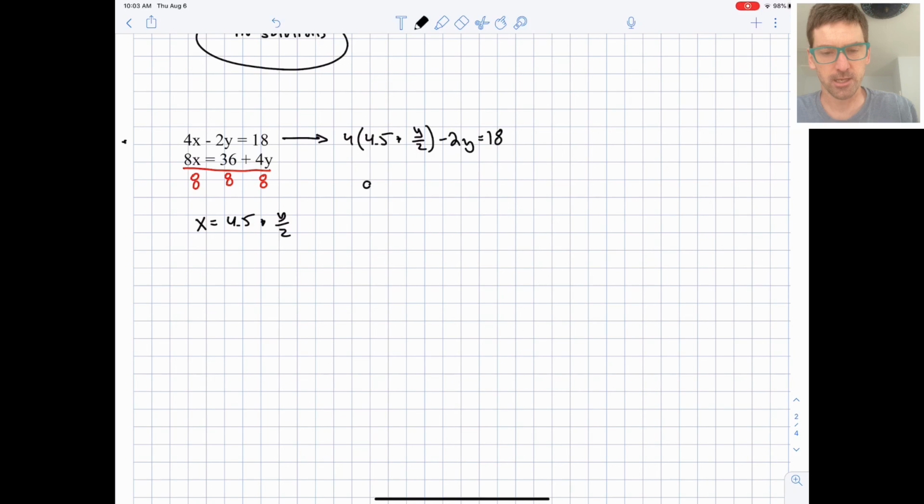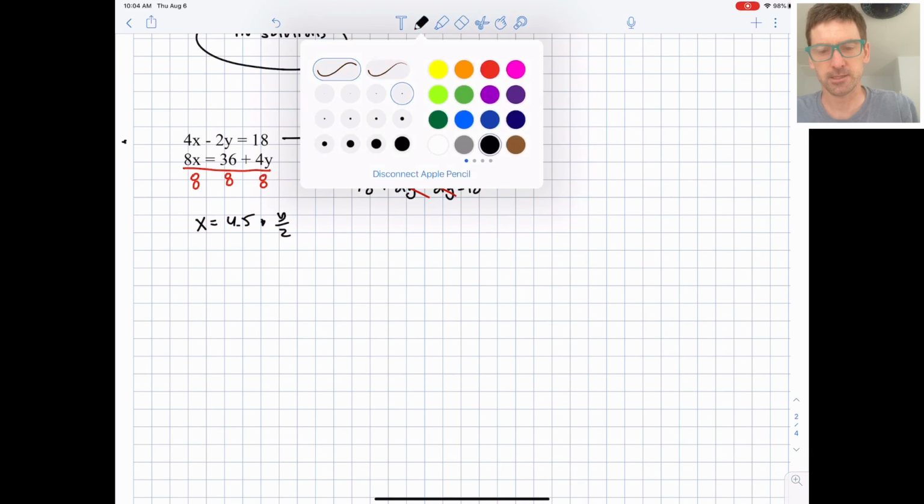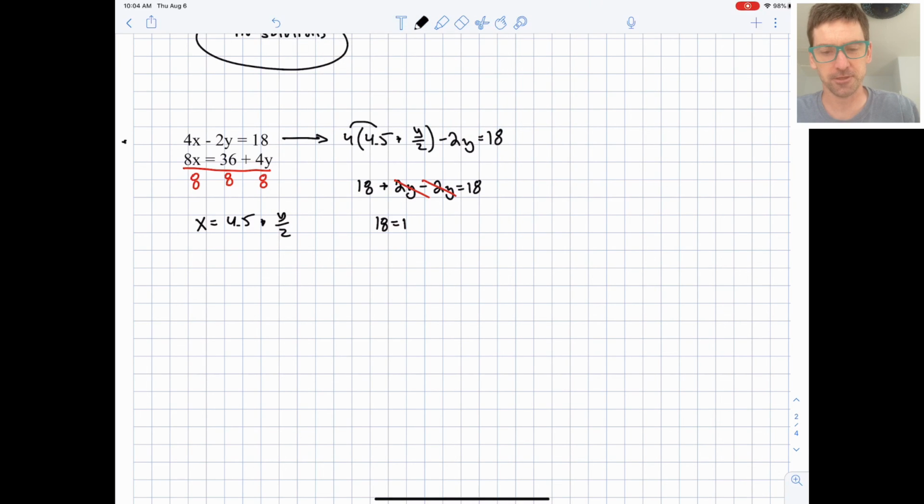Distributing, we get a 9 plus 2y. Wait, 4 times 4.5 is 18, my bad. Doing this right here, 4 times 4.5 is 18, plus 2y minus 2y equals 18. And maybe you can see what's about to happen right here. Our 2y's are going to cancel, and we have 18 is equal to 18. Well, of course, 18 is always equal to 18, no matter what y was, right?